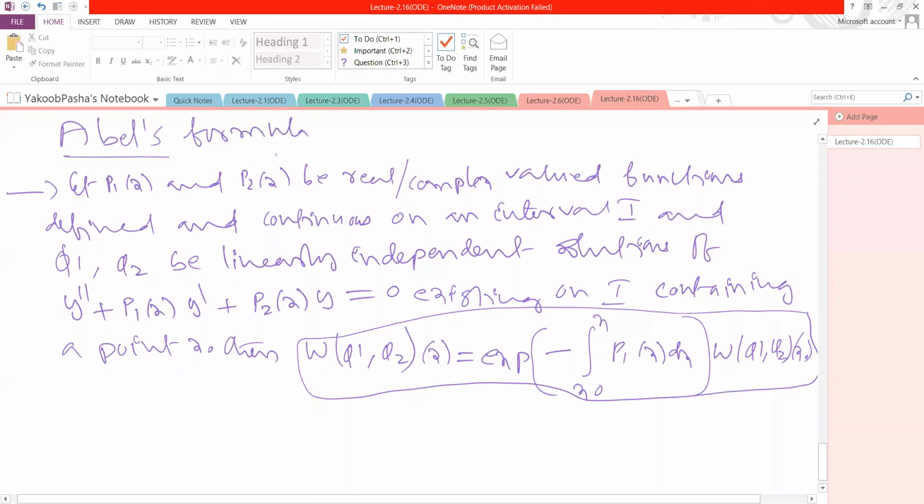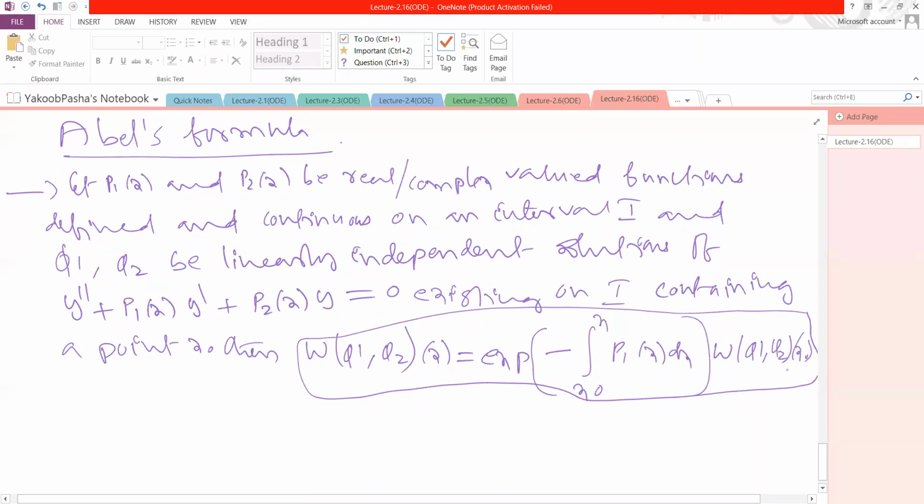Simply you have to remember phi1, phi2 are two linearly independent solutions for the second order linear differential equation in the form of y double dash plus p1 of x into y dash plus p2 of x into y equal to 0. In place of p1, p2, we can take other functions also, alpha of x, beta of x like that. In this case, the Abel's formula is the Wronskian of phi1 comma phi2 of x is equal to exponential of integral x naught to x p1 of x into dx into the Wronskian of phi1 comma phi2 of x naught.